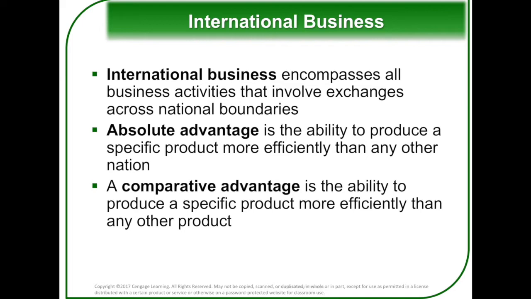In dealing with international business, countries usually have what's called an absolute advantage. That is the ability to produce a specific product more efficiently than any other nation. One example would be a couple of countries that have the absolute advantage with regard to producing diamonds. They're not found everywhere. Next is what they call a comparative advantage. That's the ability to produce a specific product more efficiently than any other product. We'll have some examples of these.